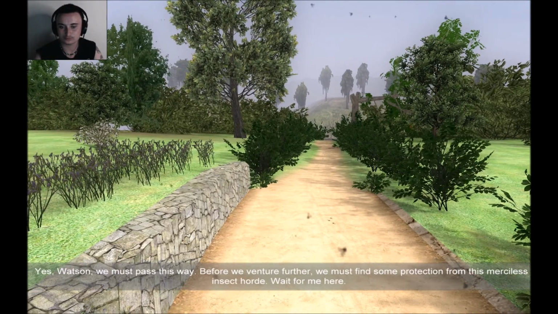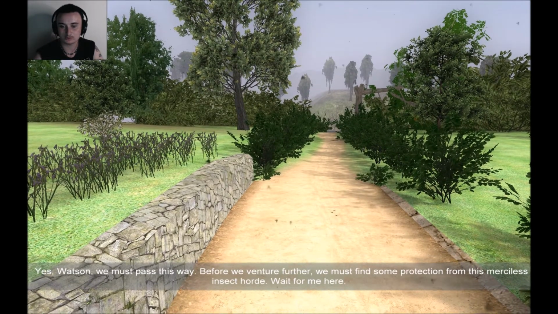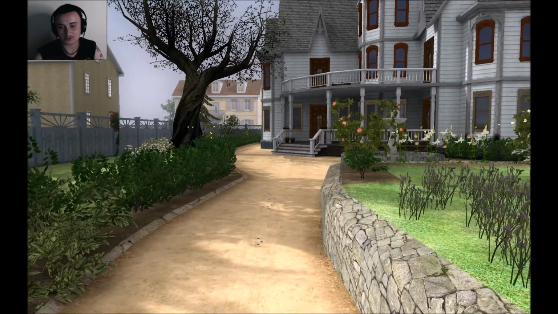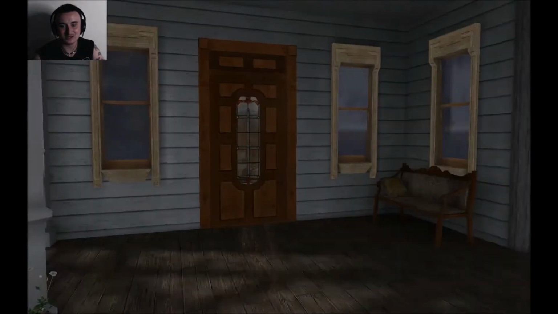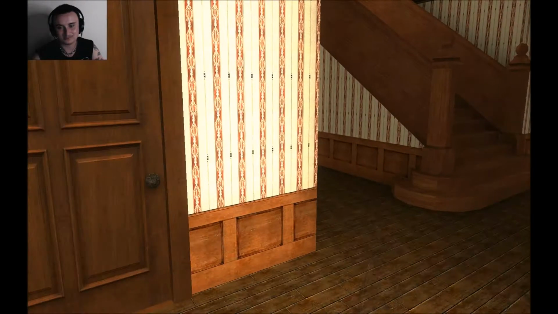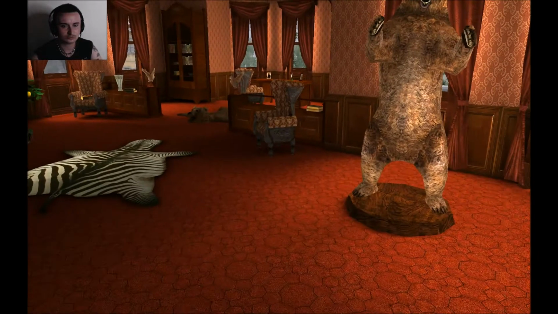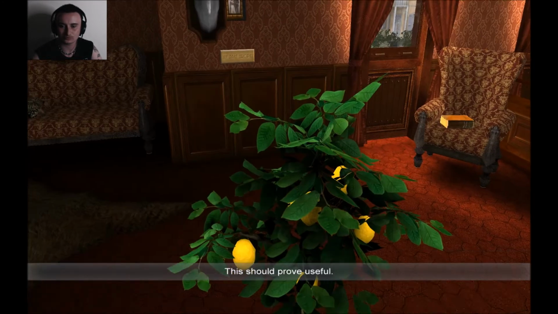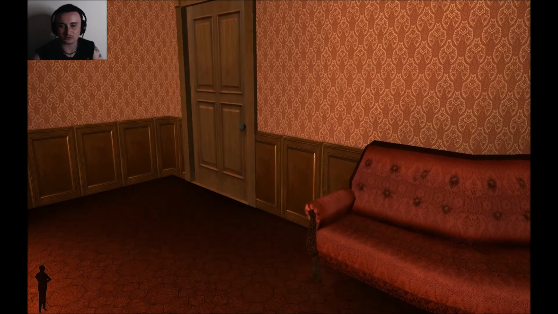Yes, Watson, we must pass this way. Before we venture further, we must find some protection from this merciless insect horde. Wait for me here. Yes, we must find some protection from the mosquitoes, which is the lemon juice we talked about, which we would not be able to get until now that we know that we need it. This should prove useful. There we go. And then... No? Okay. I suppose we'll take it as is.